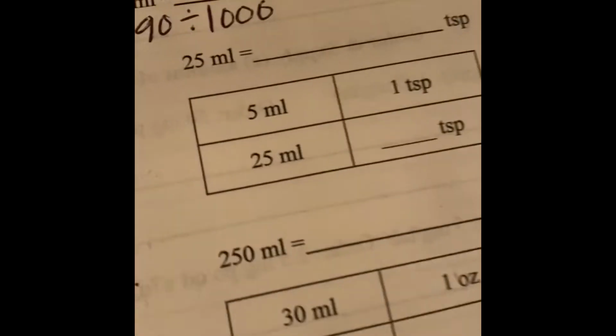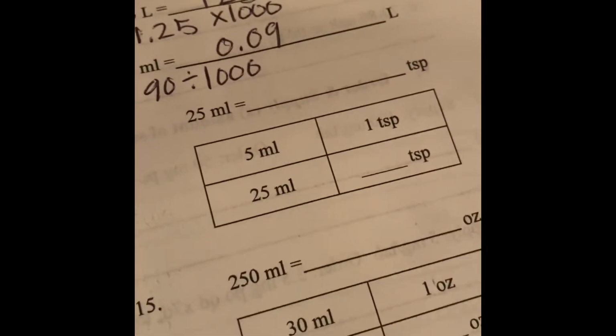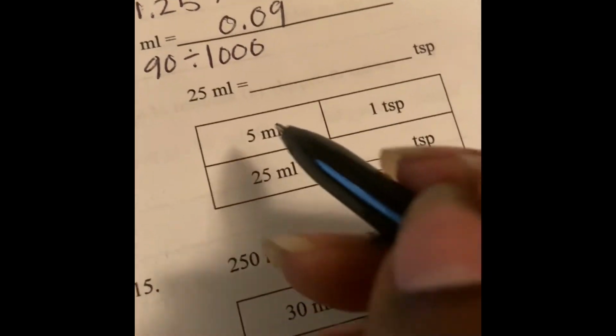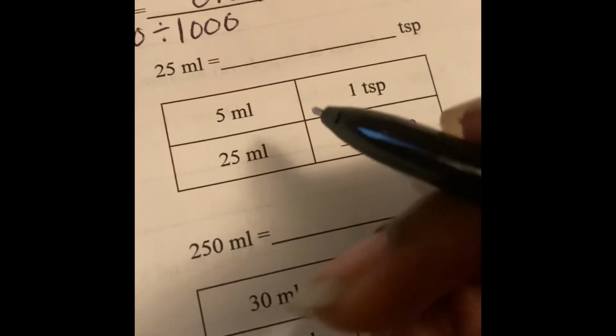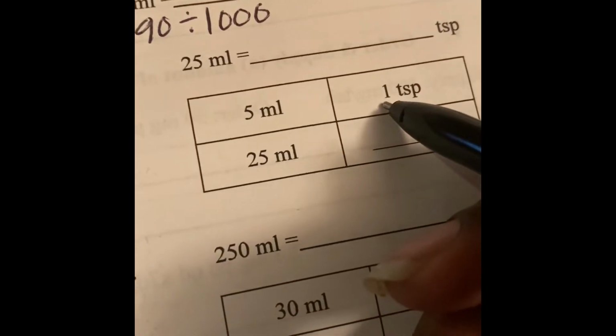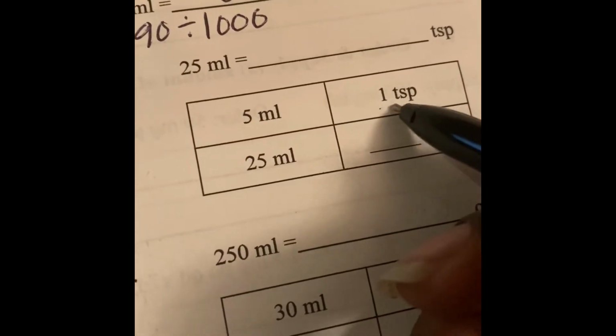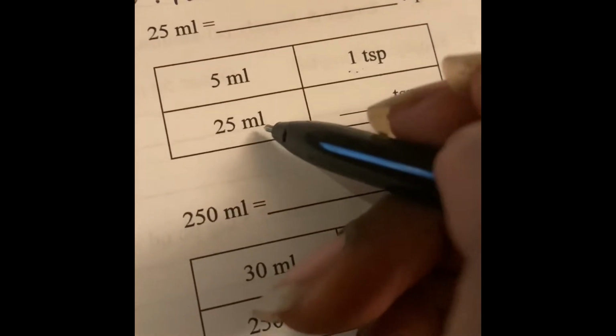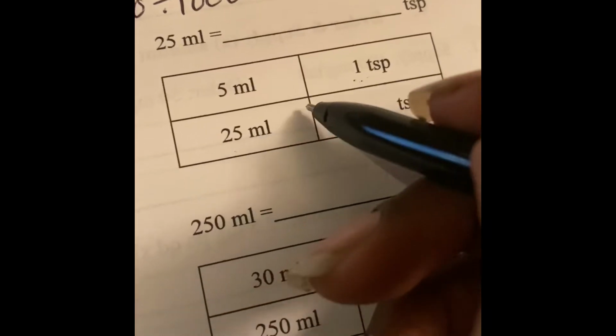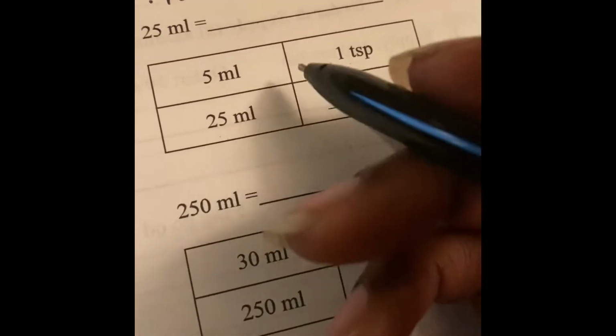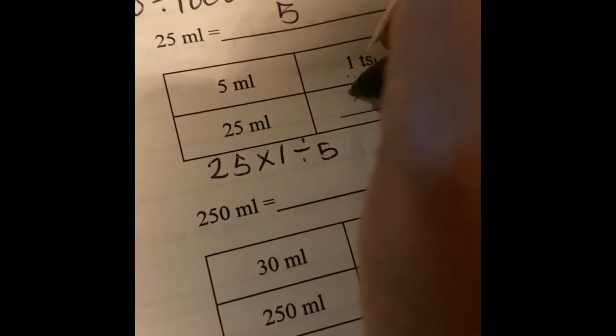Okay, so for number 14, we have 25 ml equals blank teaspoons. Well, 5 ml is equivalent to 1 teaspoon, and we need 25 ml. So you're going to do 25 times 1 divided by 5, which equals 5.